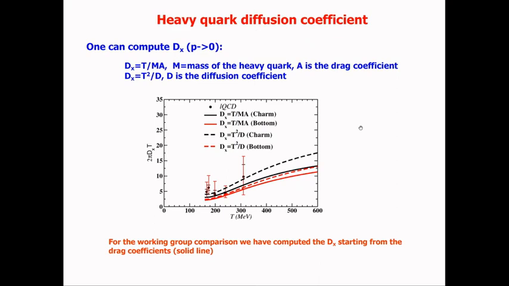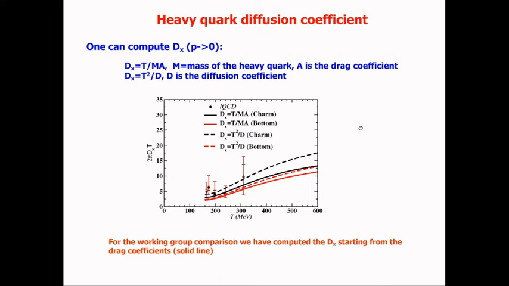So at the end of the day, we are using the transport coefficient as an input within our transport framework. Then we see at which value of the transport coefficient we are able to explain the experimental observable. Then we use that transport coefficient to compute the diffusion coefficient in position.